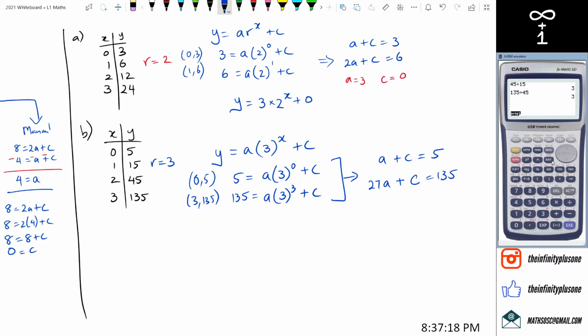So let's try that in the graphics calculator to see what values we get. I've got 1, 1, 5 and 27, 1, 135. As you can see, it doesn't matter which values you use, because you're using simultaneous equations with the graphics calculator, it's just going to spit out the values. Our a value is 5 and our c value is 0, which means our equation is y equals 5 times 3 to the power of x.